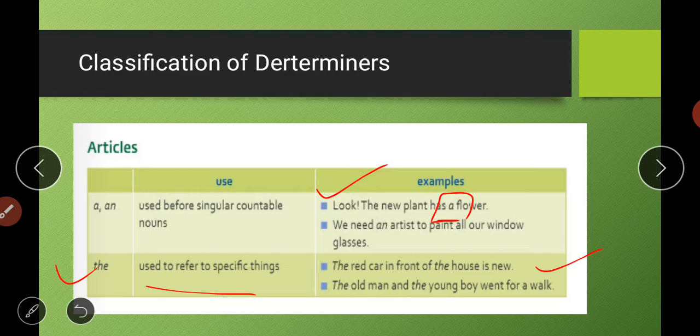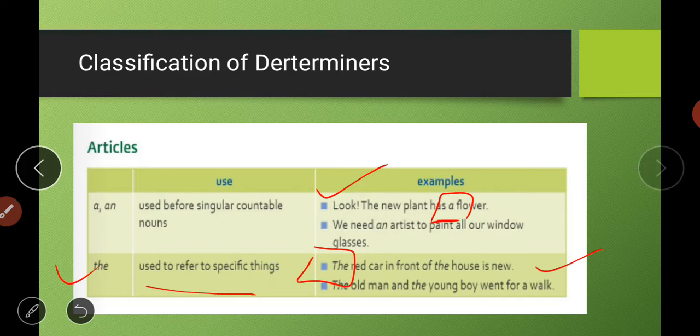So here in the first sentence, the red car in front of the house is new. It means we are talking about a particular car. We are not talking about just any car. We are talking about a particular car which is in front of the house, and that particular car is red. That is why we have used the article the: the red car in front of the house is new. Then the old man and the young boy went for a walk. Again, the is used to refer to specific things, persons or places.